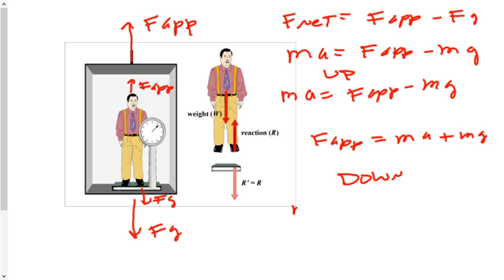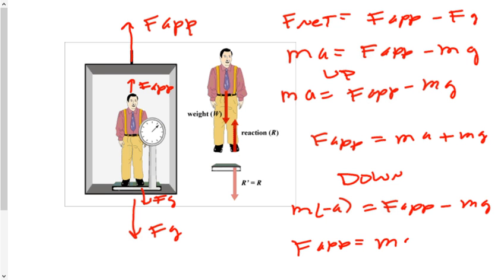Now what about downwards? Well, then we'll have mass times a negative a equals force applied minus mg. Now the force applied this time is going to be mg minus ma. So if the elevator is accelerating downwards, the apparent weight of the person is going to be less than his actual weight. The reason is the action-reaction pair has decreased because our force applied is now less than the weight of the person.